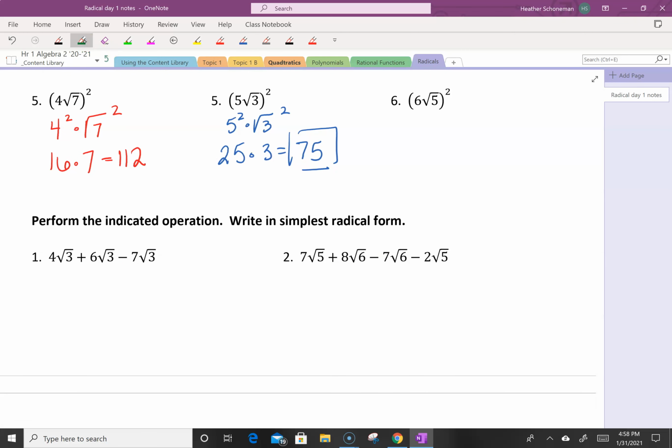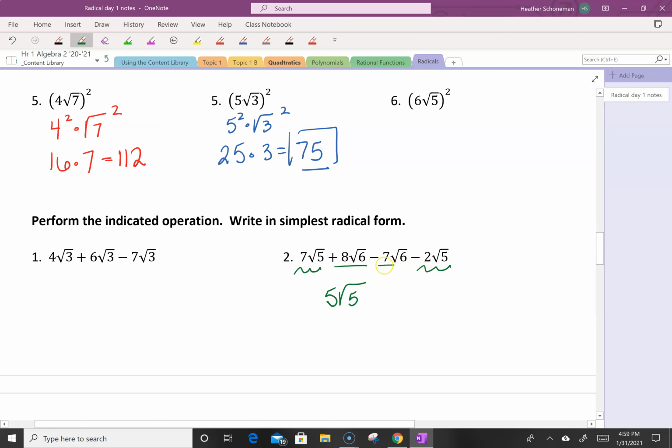All right, now we're going to add and subtract. Well, you can add and subtract if you have the same number under the radical. So let's look at number 2. On number 2, I have 7 square root 5 and negative 2 square root 5. They have the same number under the radical, so I can combine them. 7 minus 2 is 5, so this would be 5 square root 5.